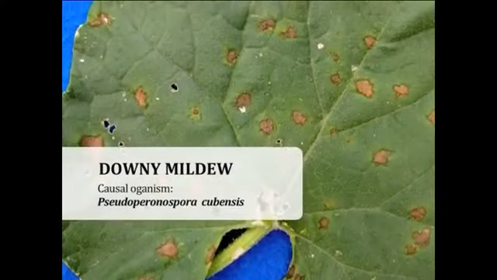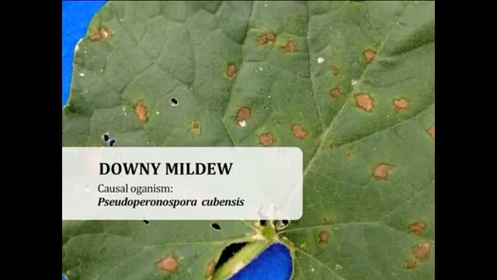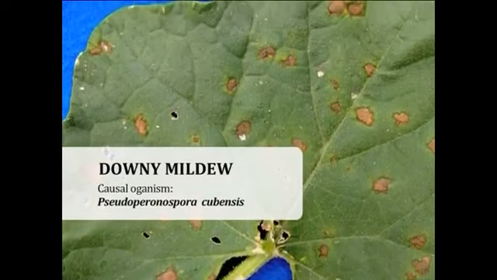Cucurbits are attacked by a large number of diseases. The present topic will discuss the important diseases of cucurbits and their management practices. First one is the important fungal diseases. Downy mildew. It is caused by Pseudoperonospora cubensis.